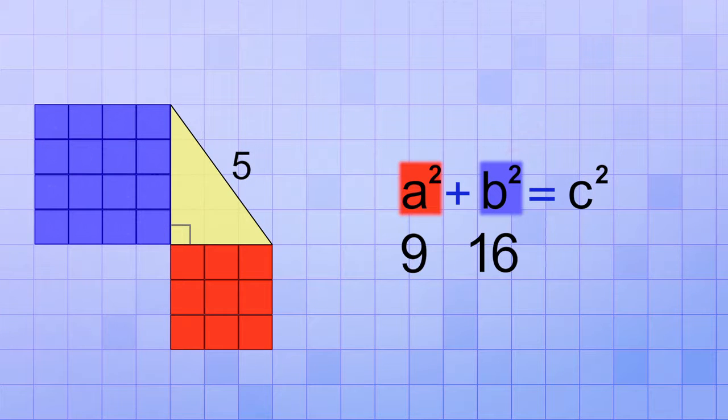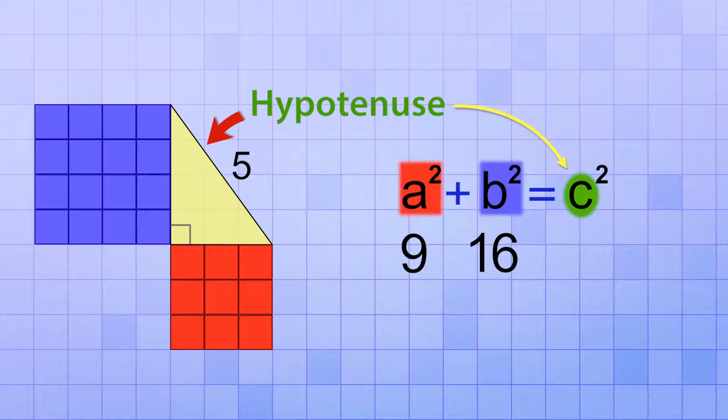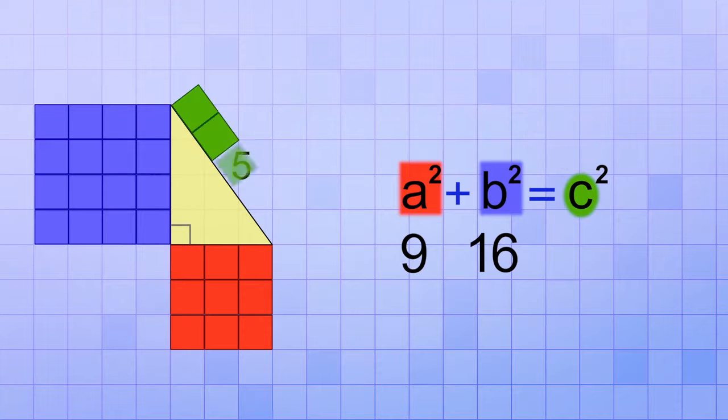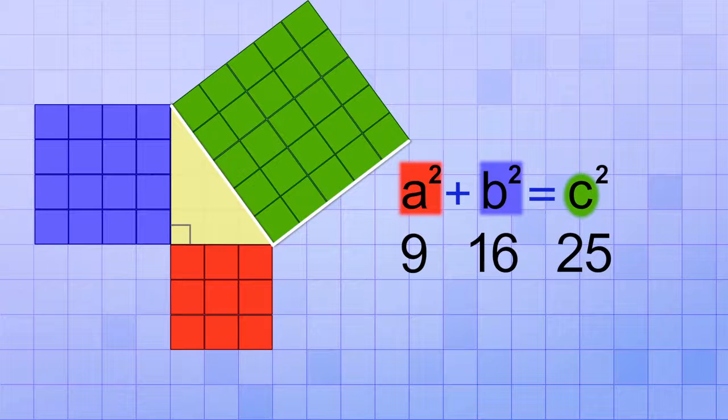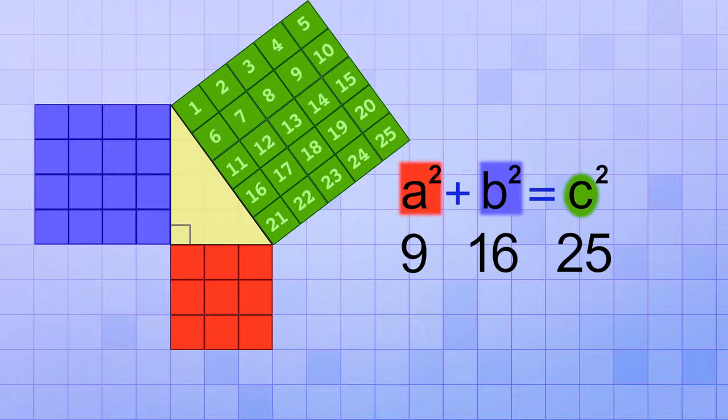And finally, let's deal with the hypotenuse, or side C, which is the longest side. It's 5 units long. Squaring 5 means multiplying 5 times 5, which is 25, and the geometric equivalent is a 5 by 5 square that has an area of 25 units. So this green area represents c squared in the Pythagorean theorem.